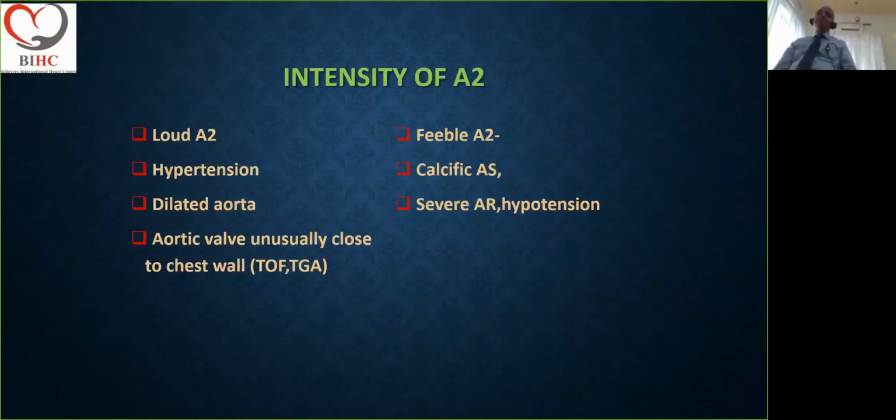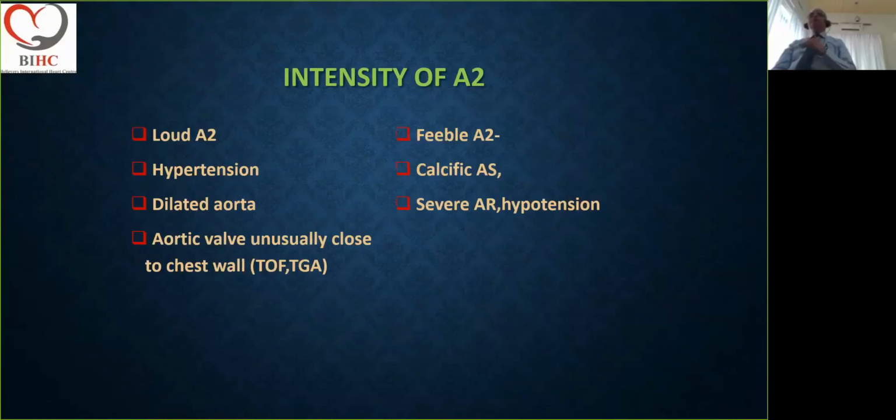Now when you look at the intensity of A2, you can have a loud A2 in hypertension, if the aorta is dilated as in tetralogy, and if the aortic valve is unusually close to the chest wall, again in tetralogy or in transposition, particularly corrected transposition. The vessels are side by side, the aorta is left and anterior, it occupies a position similar to that of the pulmonary artery, and you can even palpate a loud A2 in the pulmonary area.